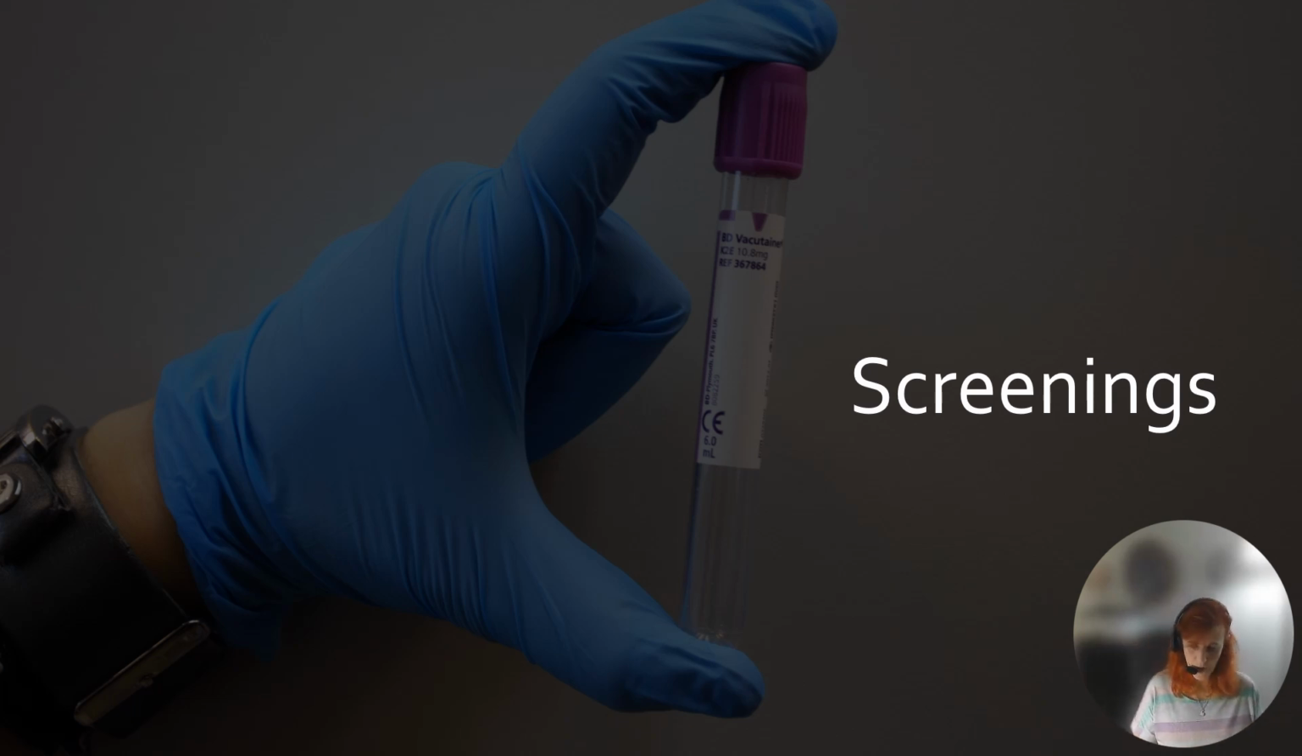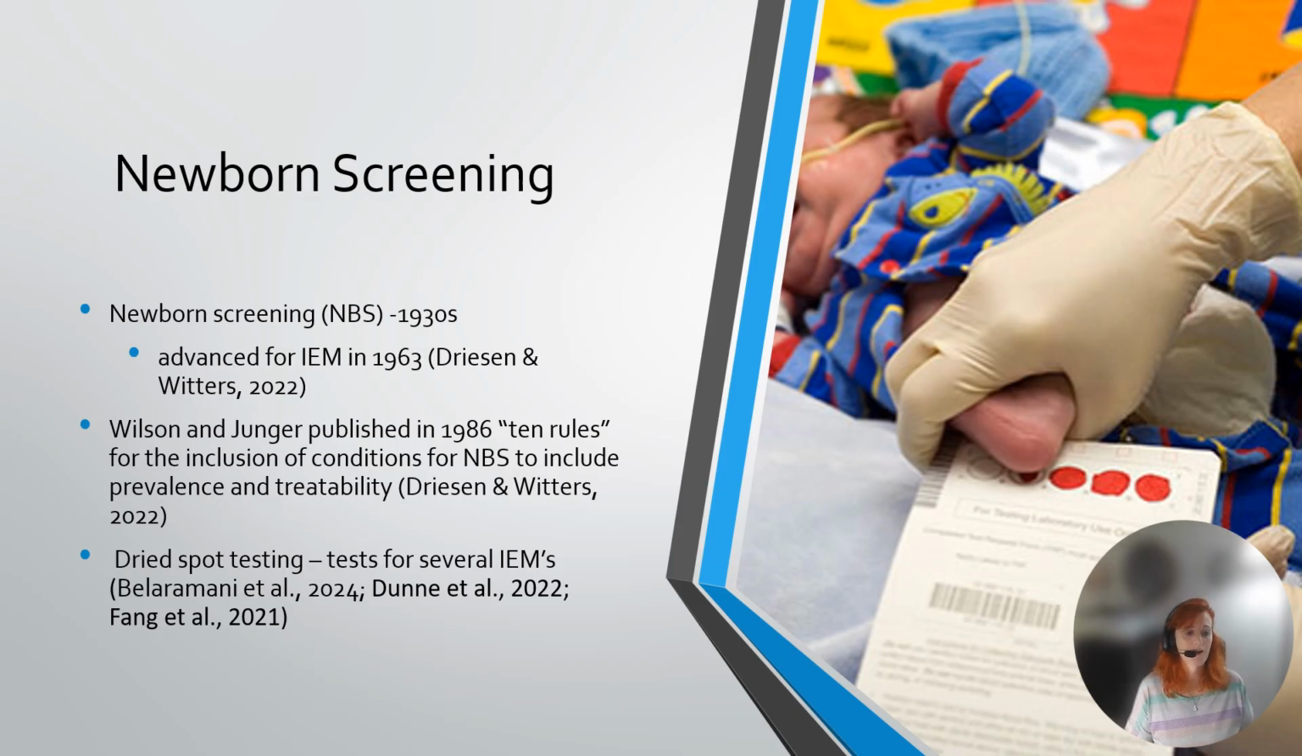All right, so now we talked about them, and now we're going to go into some screenings and why it is important to screen these little infants. Newborn screening was established in the 1930s, and then we advanced for IEMs in 1963. So it's a relatively fairly new thing. And Wilson and Jungner published in 1986 the 10 rules for inclusion, right? When we should be looking at this. So there were 10 different things that say if the newborns are having this, this, and this, we need to be screening for these IEMs.